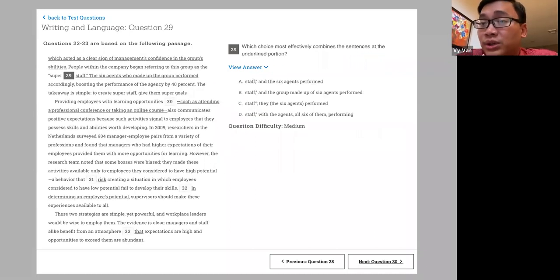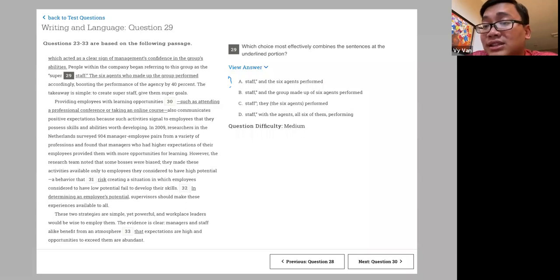Number 29, which choice most effectively combines the sentences at the underlined portion? So again, concision, okay? So we're gonna go to the shortest choices. There's two shortest choices we wanna look at. It's A and C. Okay, so people within the company began referring to this group as the super staff. The 6 agents who made up the group performed accordingly. Okay, so A says, and the 6 agents performed. So this is good. I'm gonna put a question mark here.